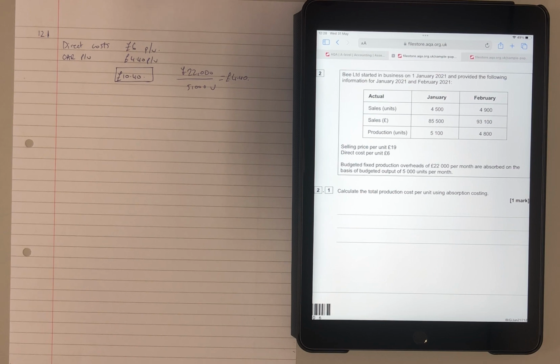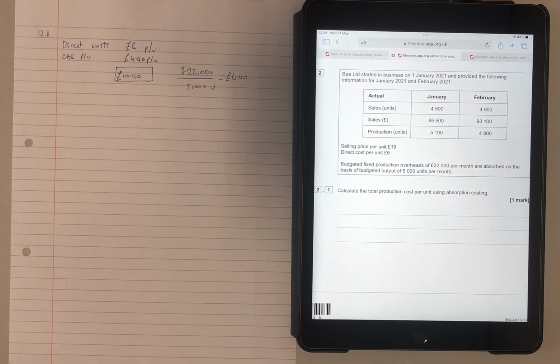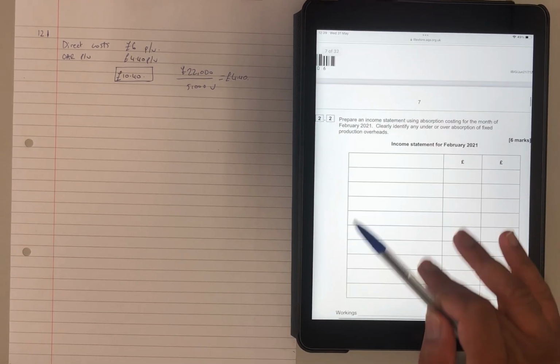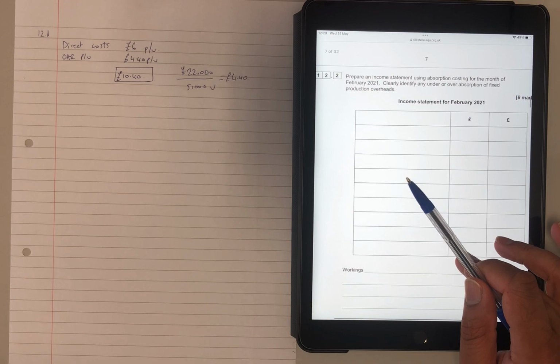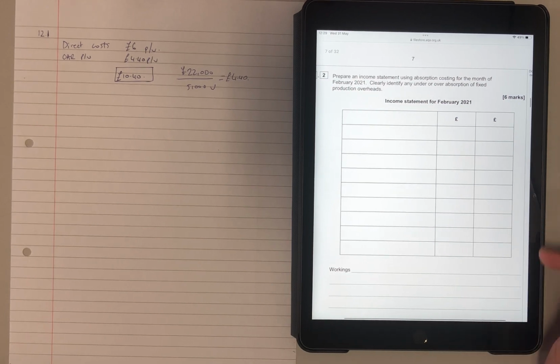Who's going to pay for them? You're going to have to pay for them, so you have to factor that into your costing. Okay, and that's just a summary of OAR there. Anyway, 12.2, 6 marks, income statement.